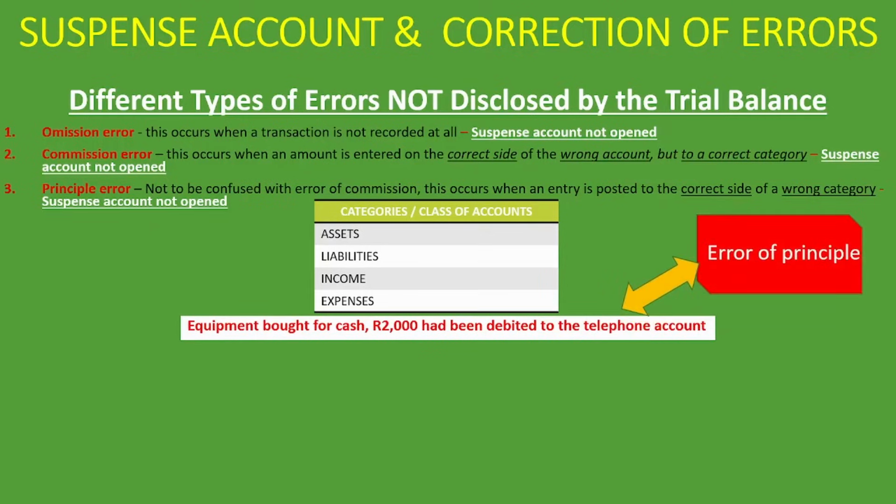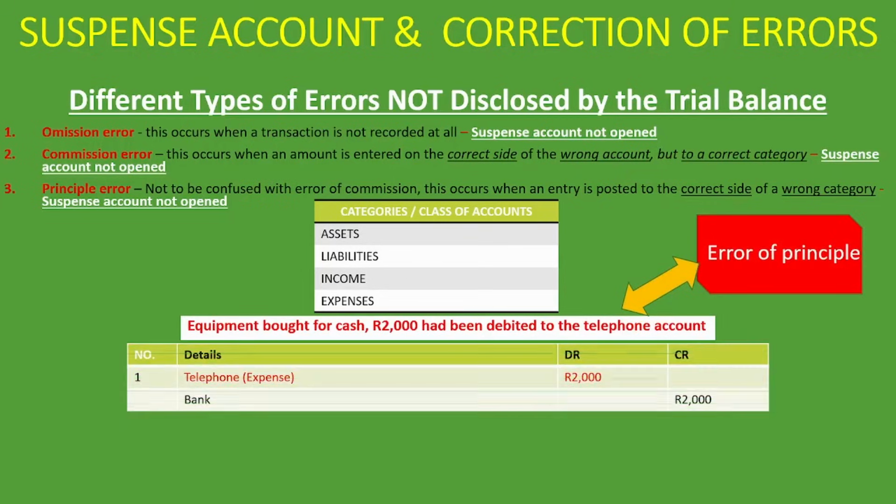All right, I hope that has made sense, and I hope you are getting a sense of what's going on here. So here's what we did. The incorrect one is the debit. Instead of debiting equipment, we debited telephone and we credited bank. Remember, the credit side is correct, but the problem is the debit side. So how do we correct this error?